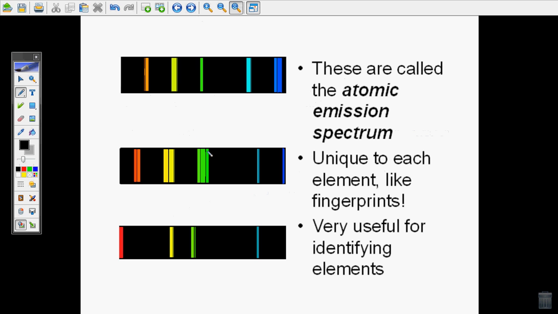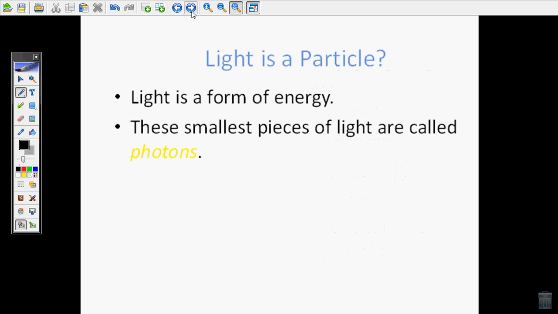These little lines here are sequences of light, and they're called atomic emission spectra, and each element produces its own atomic emission spectrum. They're kind of like fingerprints. They're unique to every atom, and so we can identify atoms or elements by the light that they emit.